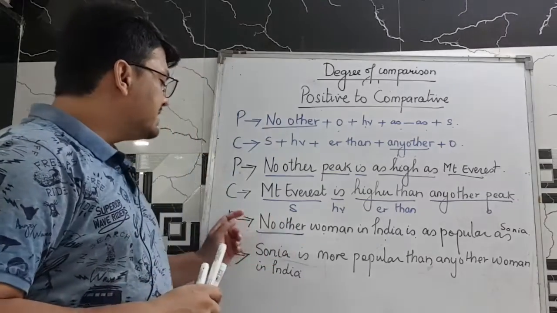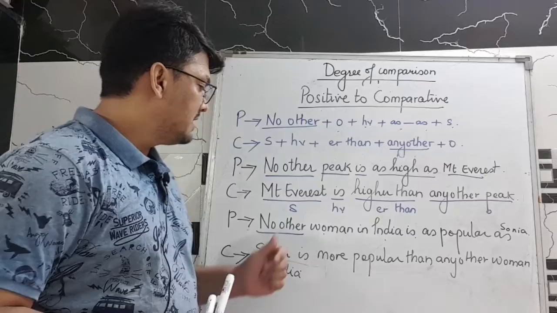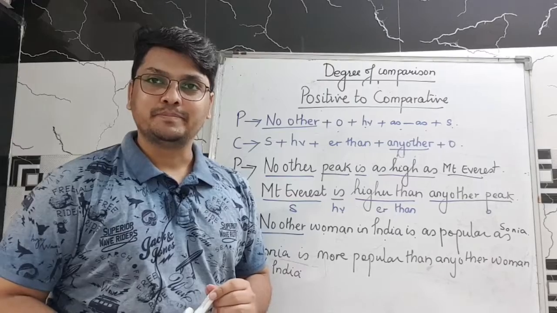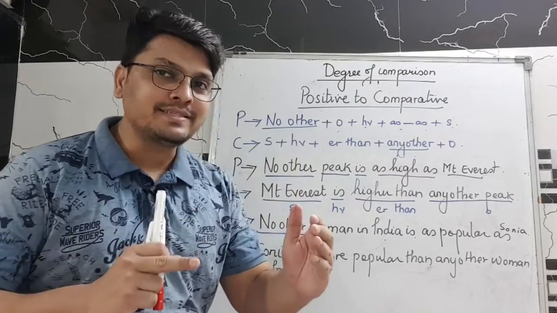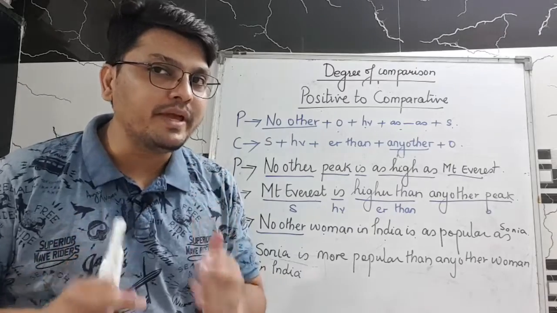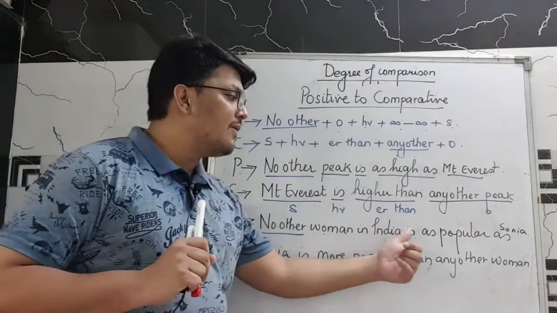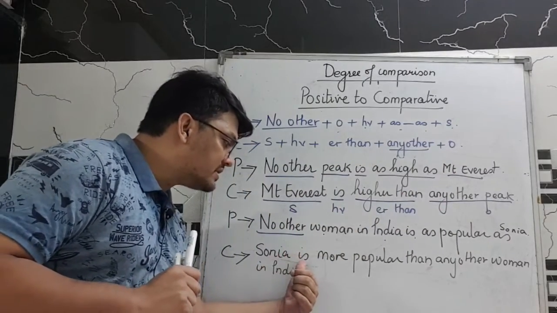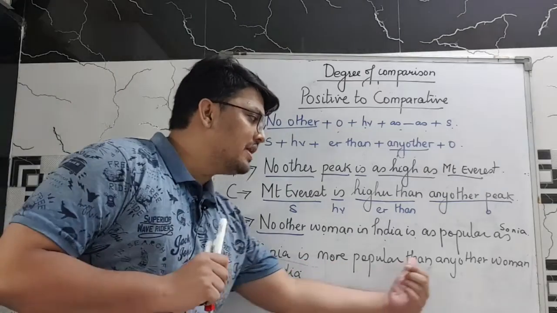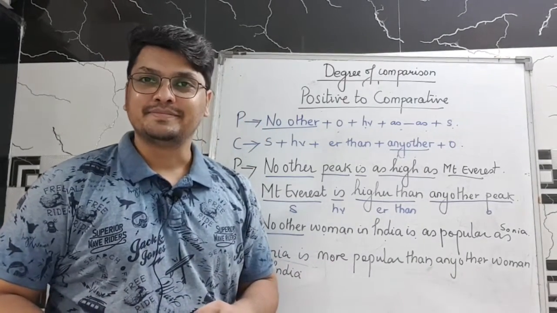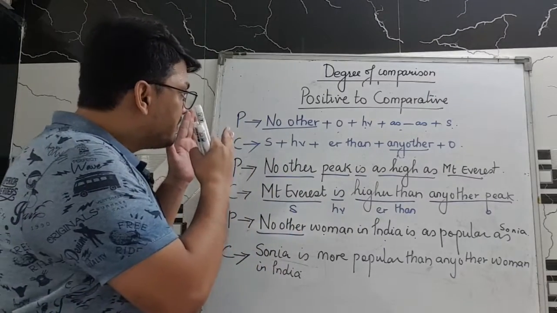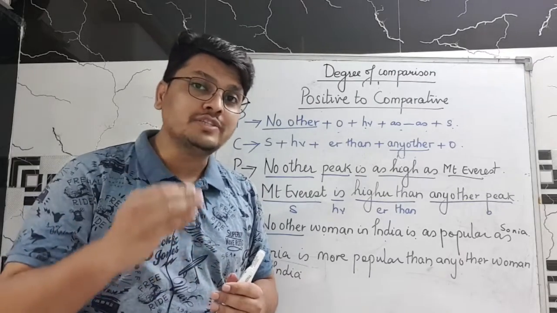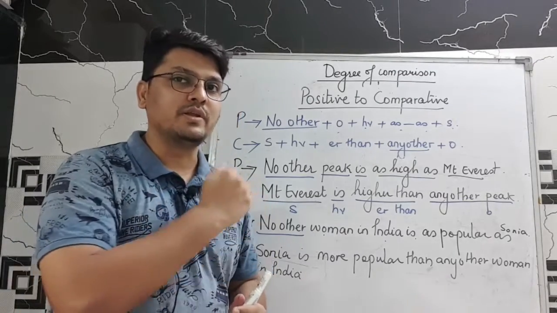What if students I keep my this no other in past tense? No other woman in India was as popular as Indira Gandhi. So if my positive degree is in past, so my comparative degree will also be in past. So Indira Gandhi was, is will become was, more popular than any other woman in India. Okay. So this is positive degree starts with no other. Students, positive degree also starts with very few, which we are going to learn now.